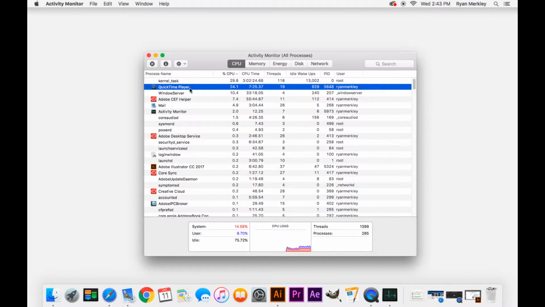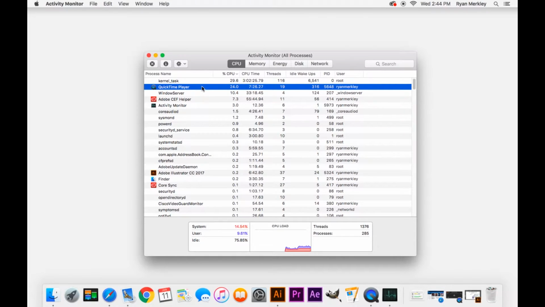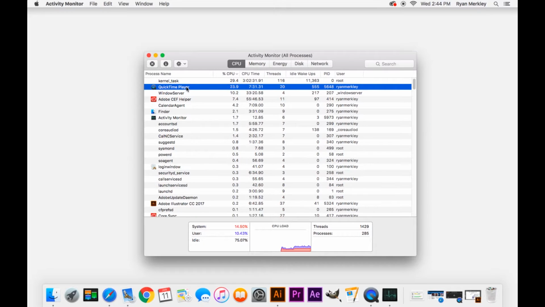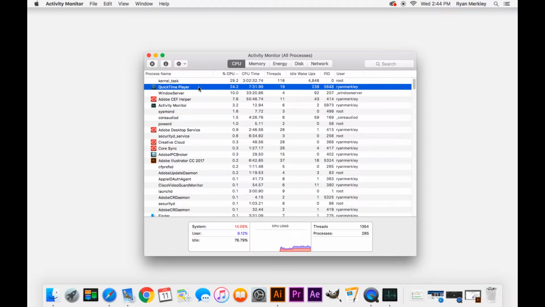But here we go, QuickTime Player. That's what I'm using to record the screen. And so obviously it is using up a good chunk of my CPU. What you're looking for in here is a process. Sometimes they'll be marked in red if they're stalled, if the computer recognizes them as being stalled or using up a lot of your CPU.